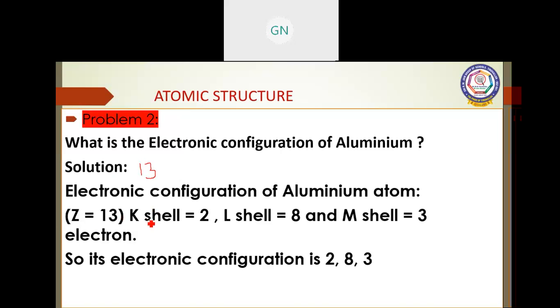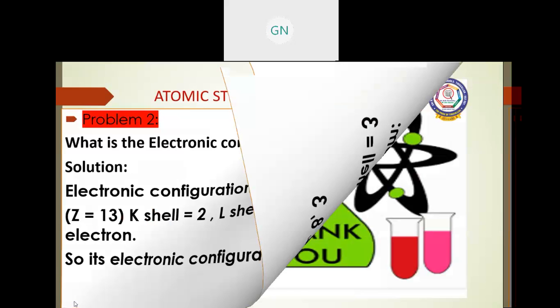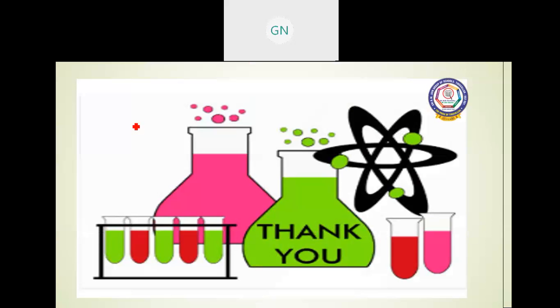What is the electronic configuration of aluminium? The atomic number of aluminium is 13. For the electronic configuration of the aluminium atom, we have to fill the electrons: K shell 2, L shell 8 electrons and M shell 3 electrons. So the electronic configuration is 2, 8, 3.